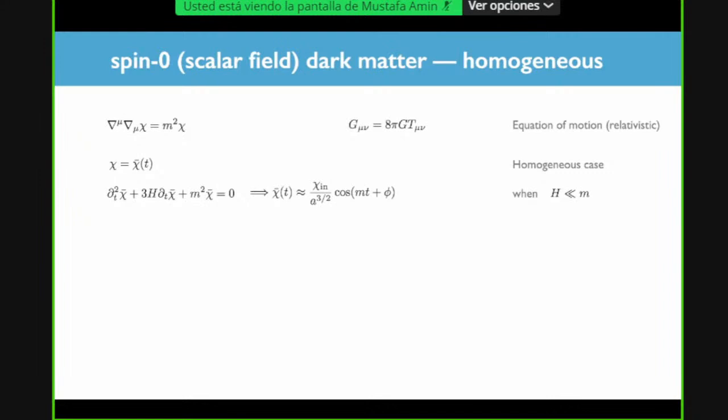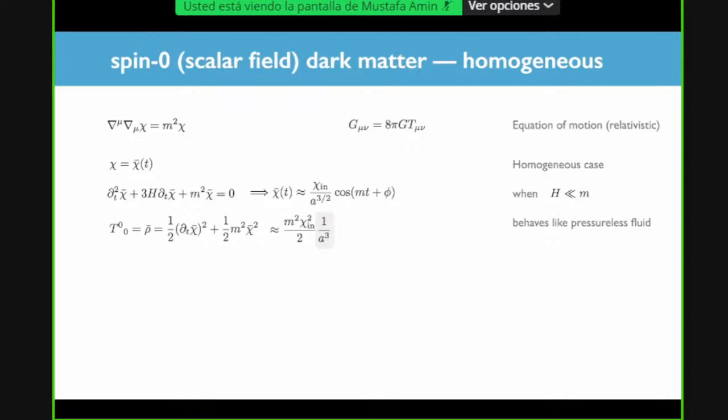Now if I take this solution and try to construct the energy density of this field by taking the T00 component of the energy-momentum tensor, then you will find that the time derivative of the cosine gives you a sine. So this is sine squared, this is cosine squared. They add up to unity, as a result of which you get an energy density that goes like 1 over a cubed. This is the energy density of pressureless stuff. This is what we want. So that's why this is a decent dark matter candidate.